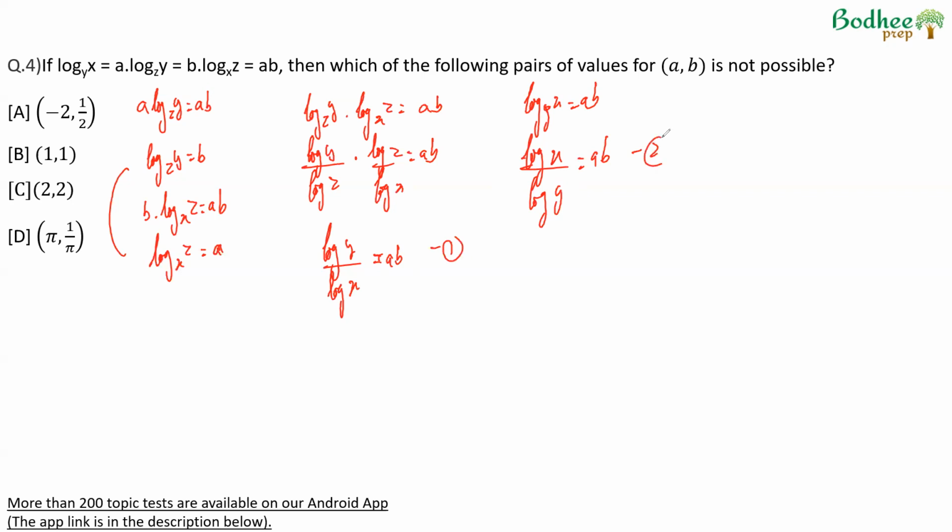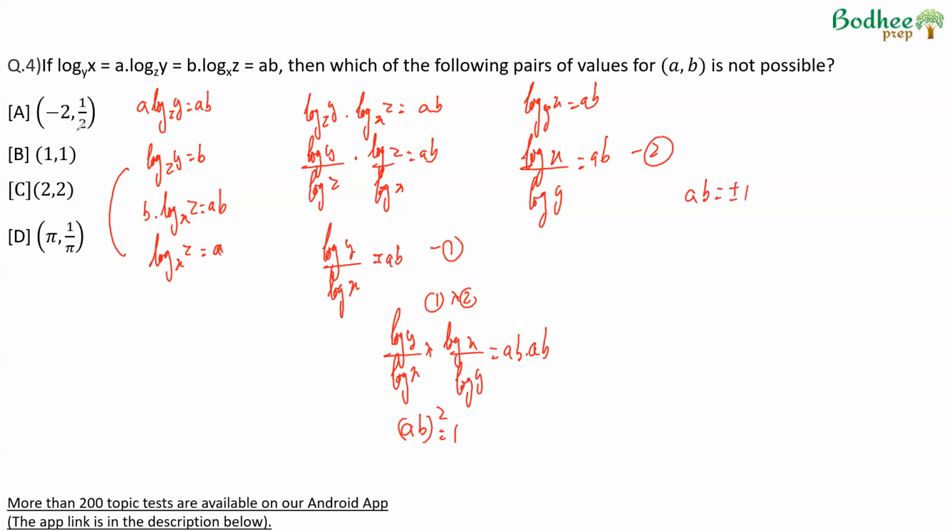So this is equation 1, this is equation 2. If we multiply 1 and 2, we'll get log of y by log of x into log of x by log of y will be ab into ab, which means these get cancelled out. (ab) square is equal to 1, which means taking the square root, ab has to be either plus 1 or minus 1.